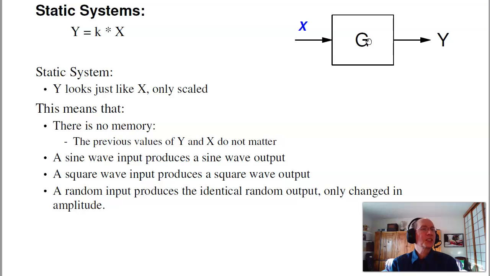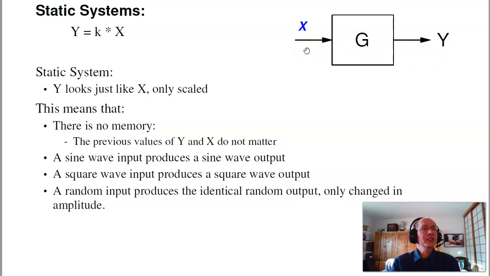For systems, you've got static and dynamic. A static system is where the output looks just like the input. If the input's a square wave, the output's a square wave. Input's a sine wave, output's a sine wave. The only difference between the two is y is just a gain times x, say twice as big. For such a system, you can just model it with a number like 2. Output is 2 times the input.